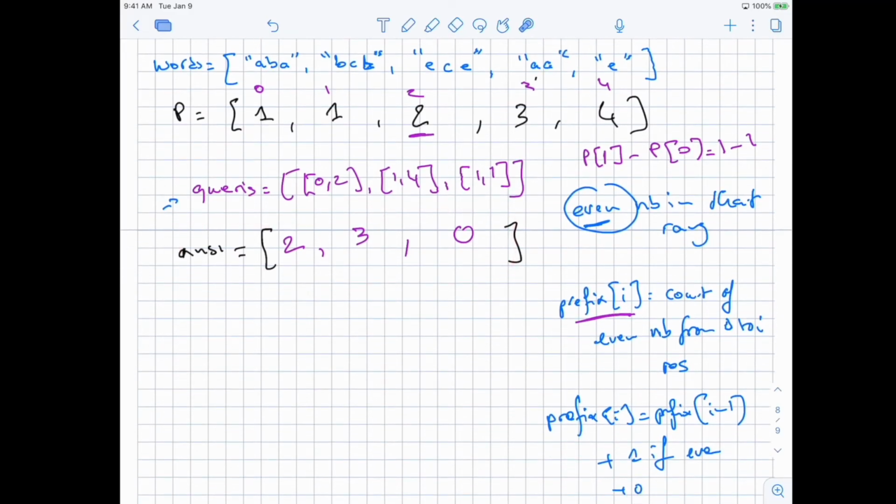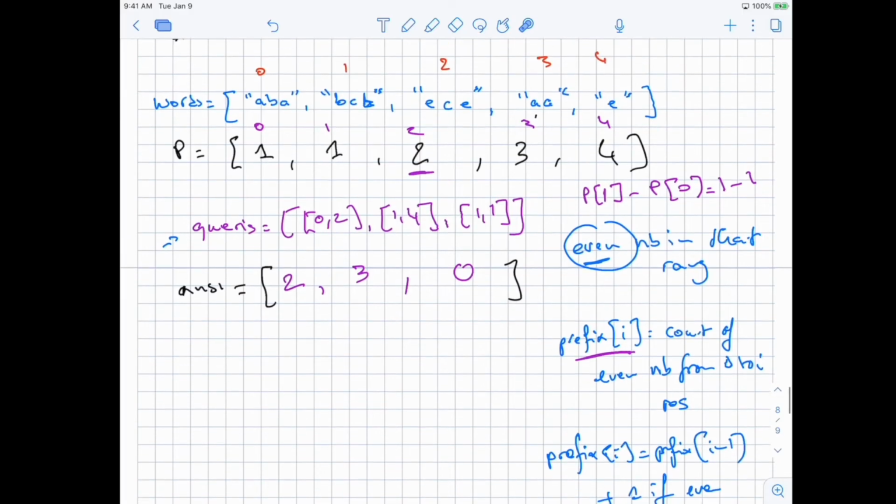And that's pretty much it. So we can use this prefix idea, and once we do that pre-computation, we can just do something that is linear in terms of the number of queries, and that's exactly what I did here. Yeah, so I hope that was clear. Let's implement it and make sure it passes test cases.